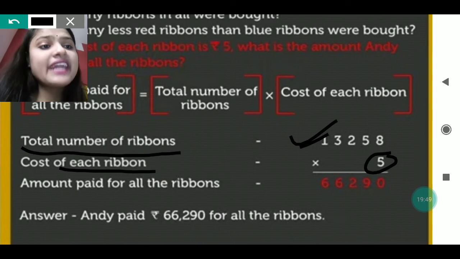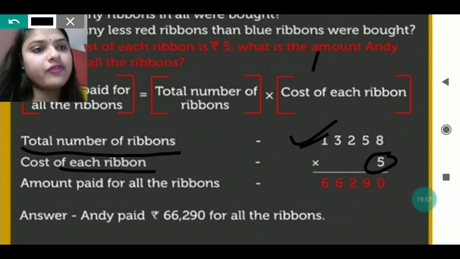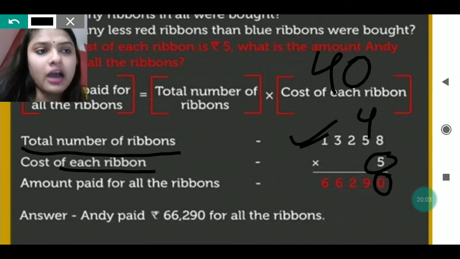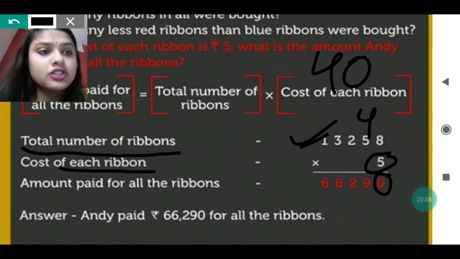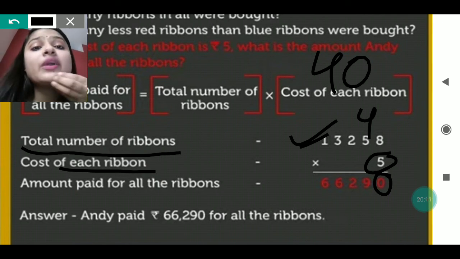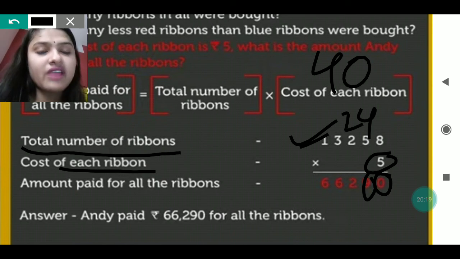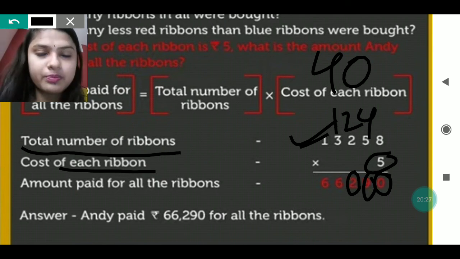Let's start. 5 table when you read 8 times, you will get 40. So 0 you will write down and 4 you will take up as carry. 5 table, when we read 5 times, we get 25. 25 plus 4 is 29. So 9 we write here and 2 we take as carry. Now 5 table we read 2 times. 5 ones are 5, 5 twos are 10. 10 plus 2 is 12. So 2 we will write down and 1 we will write up.